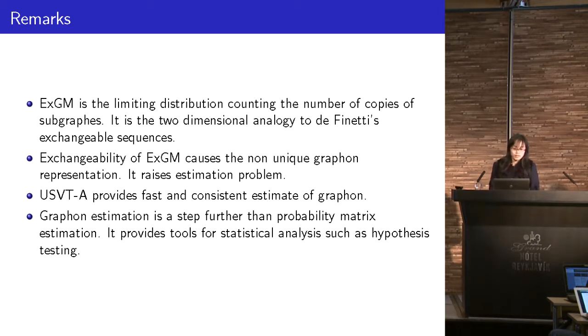The third remark is that the simple USVT method provides a very fast and consistent estimate of the graphon, which may be useful. And graphon estimation is a small step further from probability matrix estimation, providing some flexible tools such as hypothesis testing.